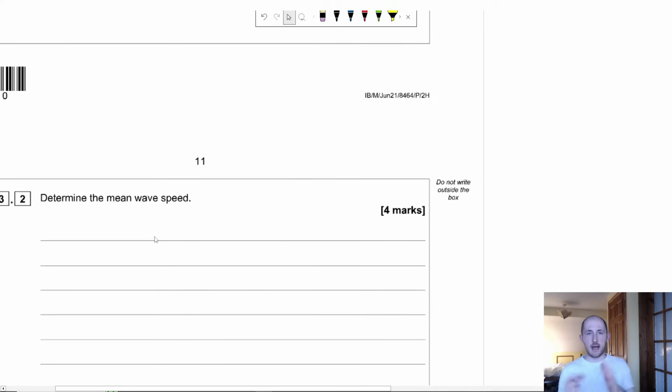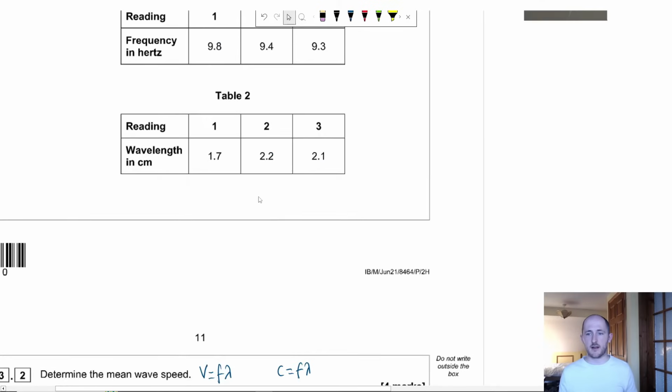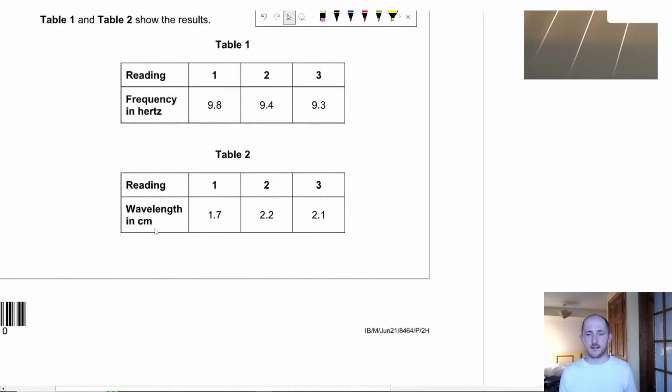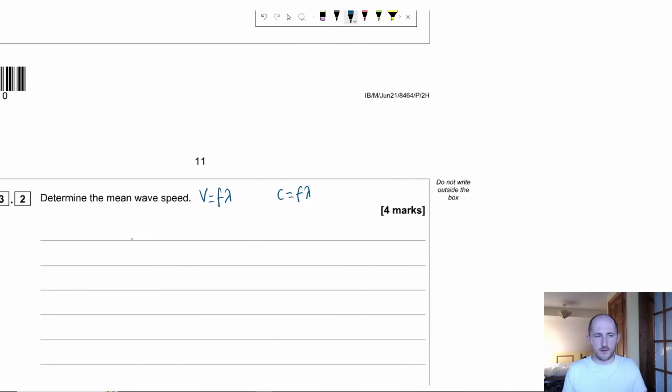So what you want to do is get out your formula sheet and locate the equation for mean wave speed, and it is simply f lambda. You sometimes see it written as c equals f lambda. Either one's fine, so we're just going to find the frequency and multiply it by the wavelength. Now remember, wave speed is in meters per second, and I've noticed already that this is in centimeters. So when we work out the mean, we're also going to have to convert it into meters as opposed to centimeters. So let's do the mean frequency.